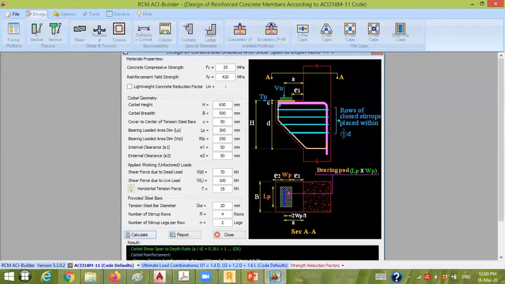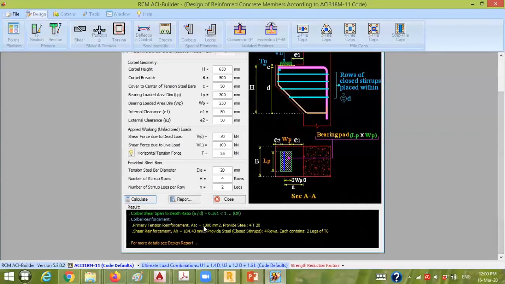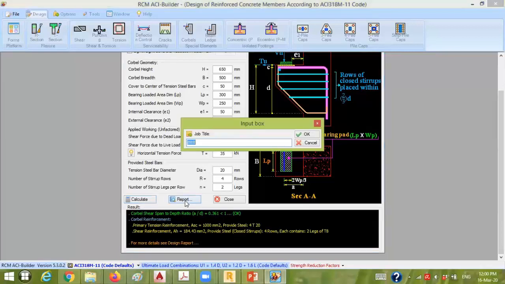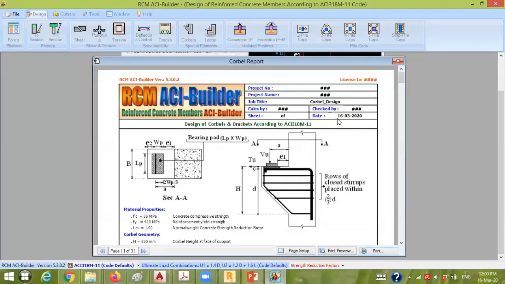Let's see, the checkup is okay. Primary 1000, 4, 5, 20. Shear 184, 4 rows of 2 legs 58. For more information, consult the reports, corbel design. It seems correct, working correctly.